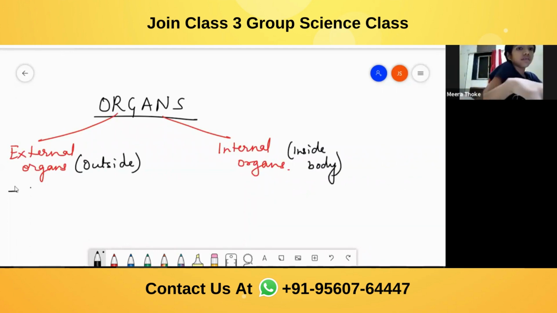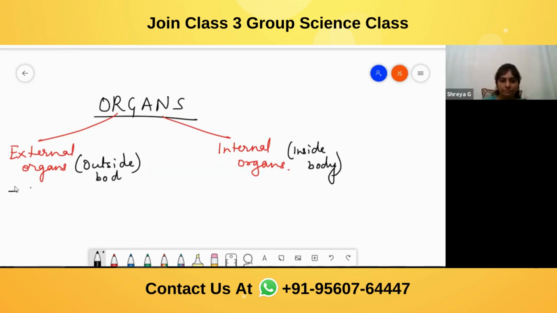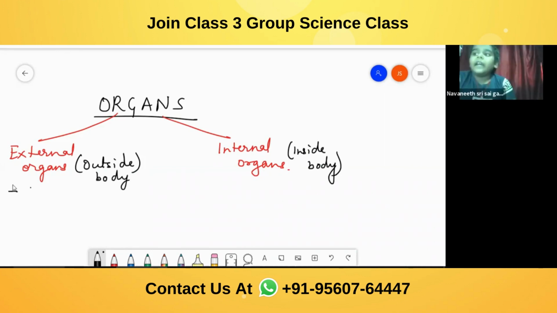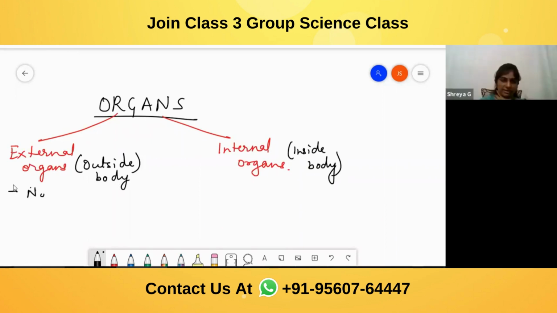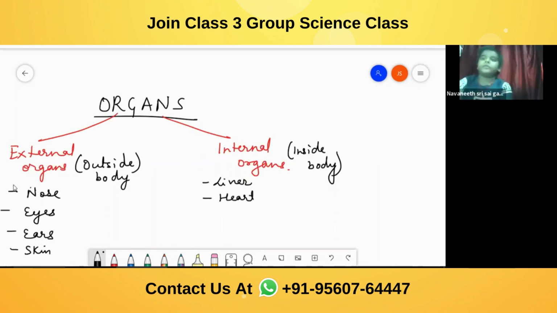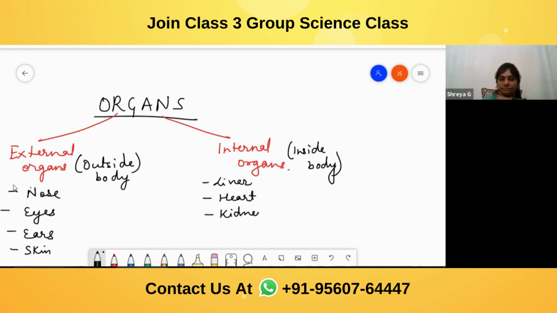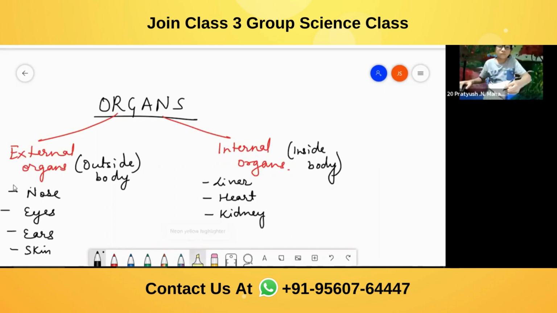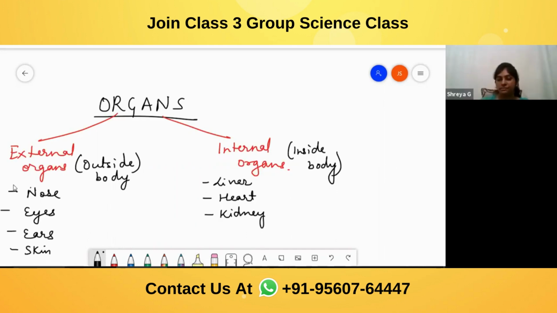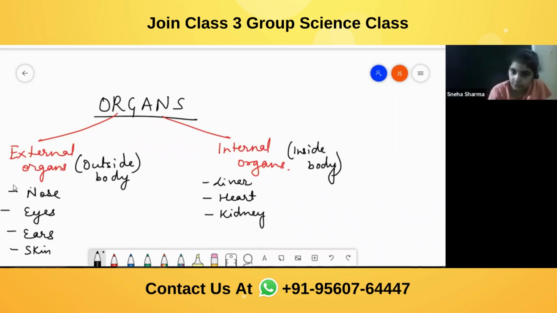Yes, Navneet, can you give me an example? Ma'am, the examples are nose, eyes, ear, skin. Coming to internal organs, like liver, heart, kidney. Clear? So these are external and internal organs. Ma'am, stomach is also internal.